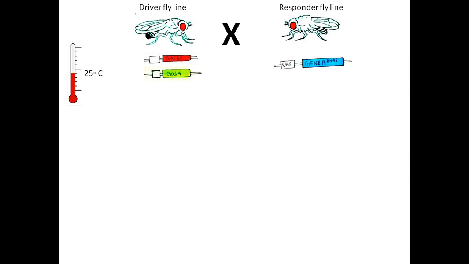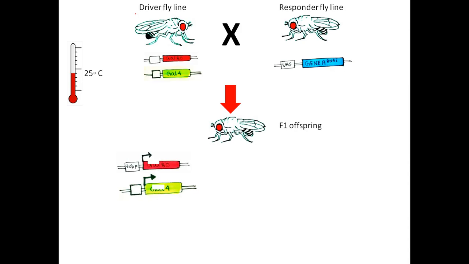We would maintain this cross at 25 degrees centigrade, and then we would get F1 offspring. The F1 offspring have Gal4 and Gal80. So it would actually produce Gal4, but Gal4 is inhibited by Gal80. Gal80 is an inhibitor of Gal4, and Gal80 acts as a flap on the Gal4 activation domain.